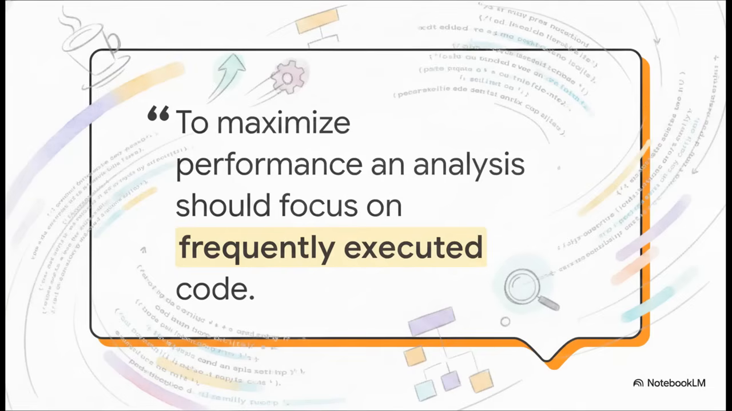So, the crucial point is captured perfectly in this quote from the joint research by Oracle Labs and UC Irvine. To maximize application performance, an analysis should focus on increasing the precision of frequently executed code. That right there is the core philosophy. You don't optimize everything. You deeply, aggressively optimize the stuff that gets used the most.